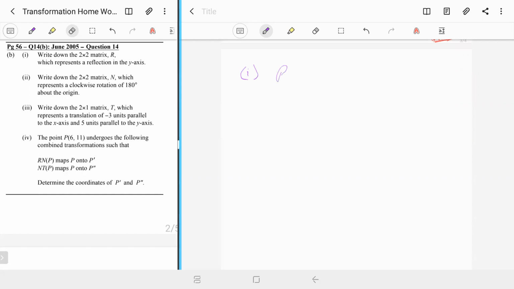Y-axis reflection. R equals -1, 0, 0, 1. That's the y-axis reflection matrix. Y-axis, you have to know them. You see that in the question, you never know before. Get your marks and gone.